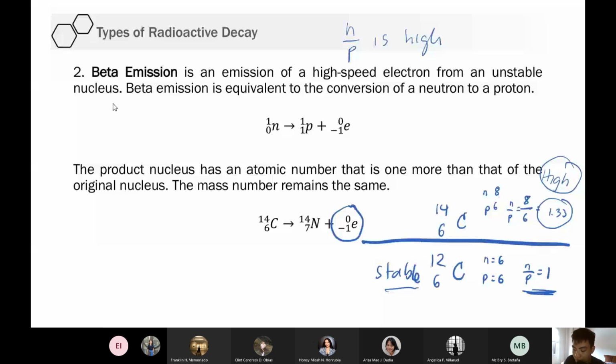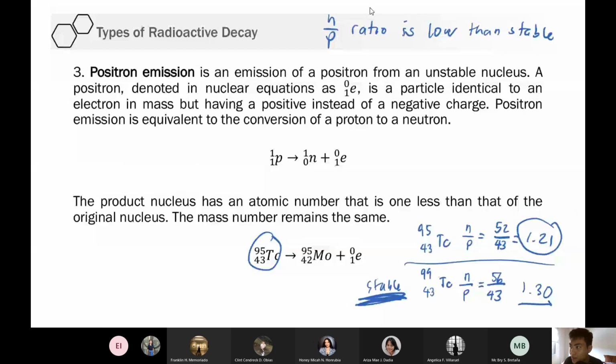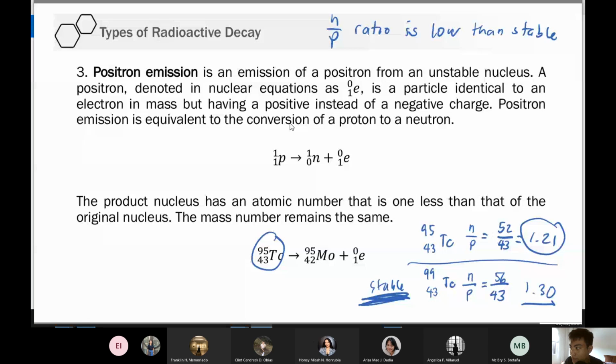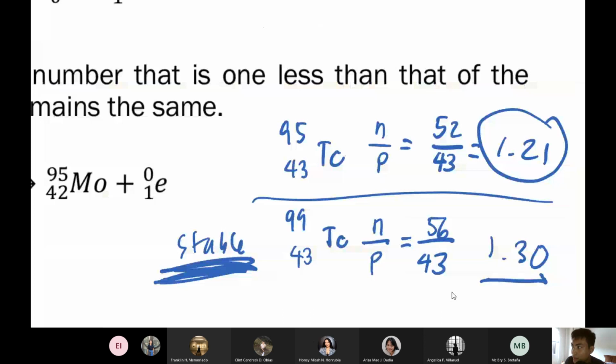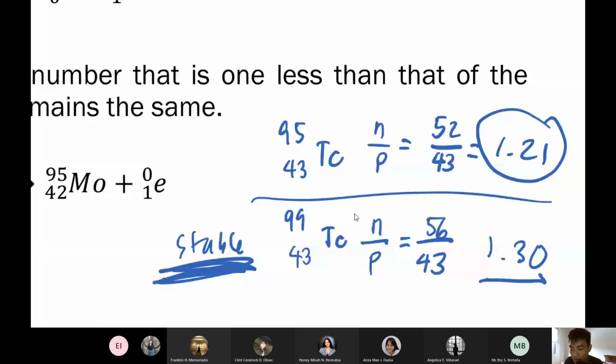Okay, pag beta emission, neutron to proton ratio is higher than the stable. Again, paano ko nalaman yung stable? Sabi ko, i-round off yung masses. For example, technetium is 98.9, round off mo yan 99, yun yung ginamit ko, 99 technetium. Yun yung stable. Okay? So, ganun lang. Pag napansin nyo, mas mababa to kaysa dito. Ano yan? Positron emission yan. Okay?